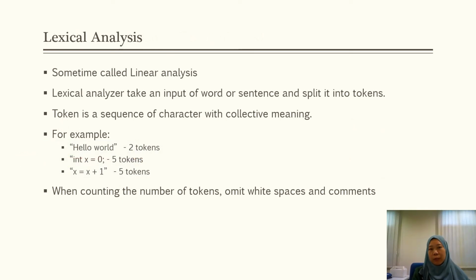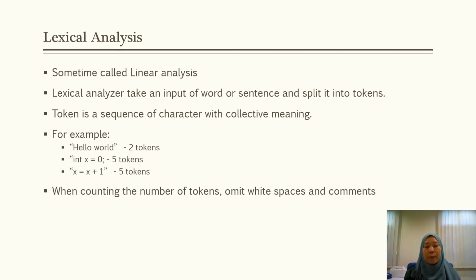Now we move to the first one, lexical analysis. This is the first phase. Lexical analysis is sometimes called linear analysis. That is another name for it. The lexical analyzer takes an input of a word or sentence and splits it into tokens. Each statement inside your high-level language we call a word or a sentence. If you have learned discrete structures, we also call it a sentence. For example, in C++, you are using cout hello world. That particular code is called a word or sentence.